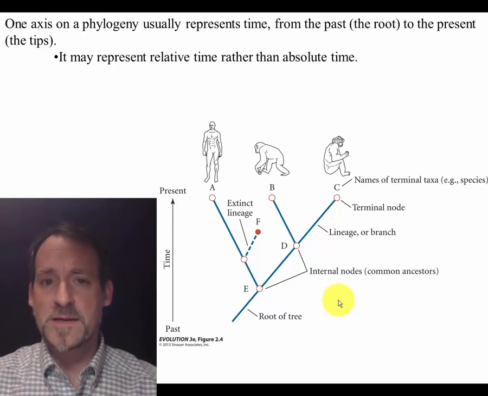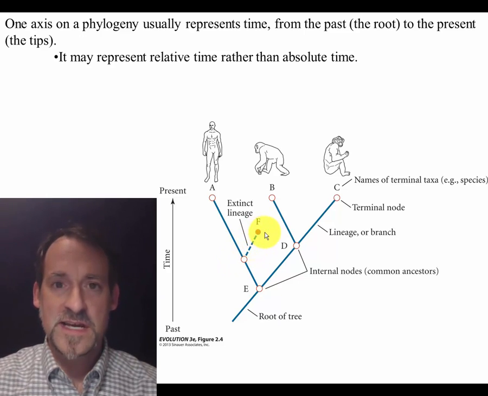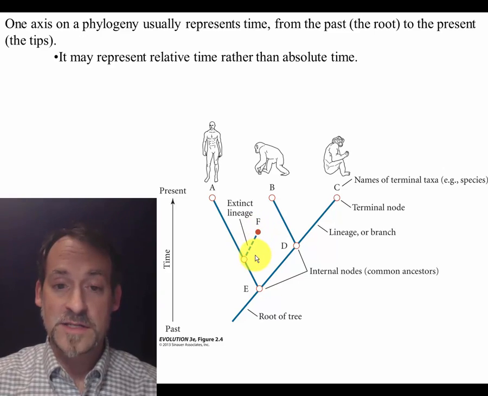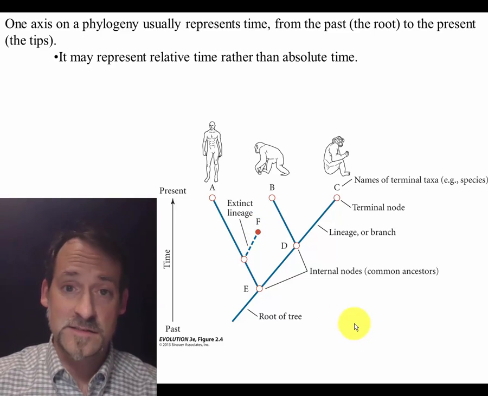Some other things that you sometimes see on phylogenies, but not always, is that you may see extinct lineages. This is a line that doesn't go all the way to the present day, and this is because there's something that came off of the lineage that led to modern humans, that is no longer with us. It is not extant, it is extinct.